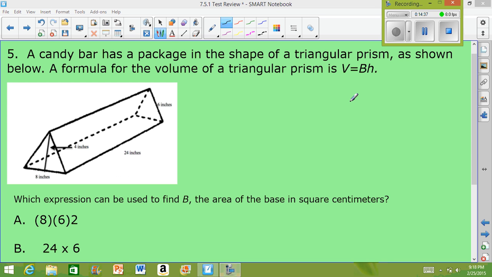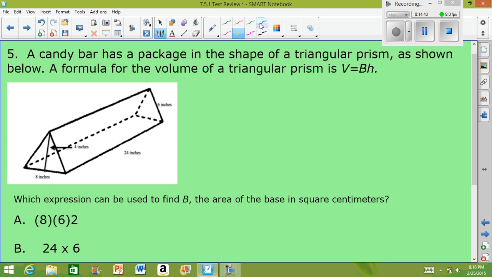All right, number 5. It says a candy bar has a package in the shape of a triangular prism. So that's important. Triangular prism means that our base is a triangle. So here's that triangle base, and there are 2 of them. Here's the other triangle base. It tells us the formula for volume is, guess what? V equals big B times H.